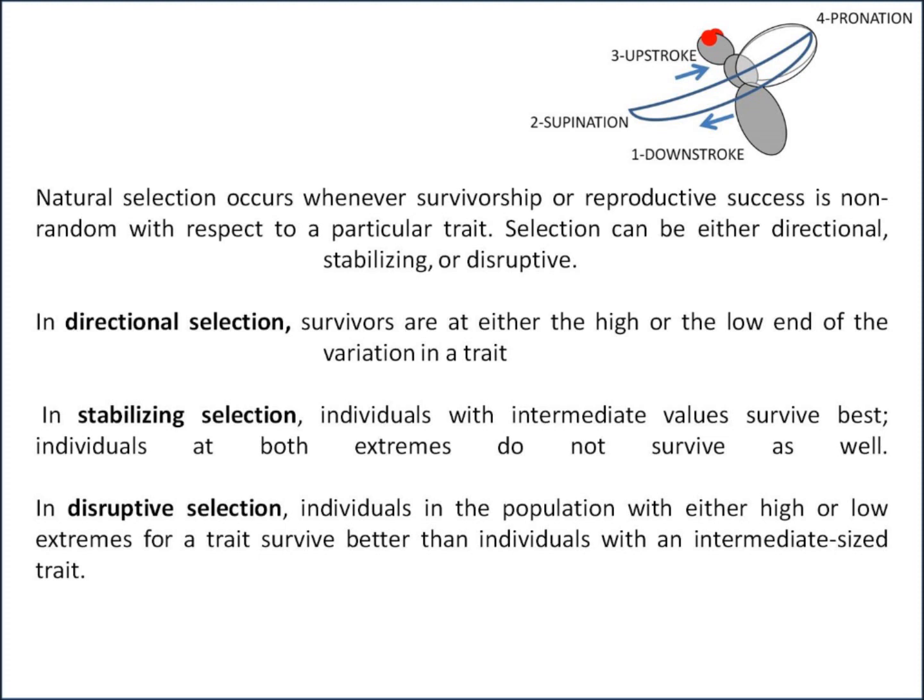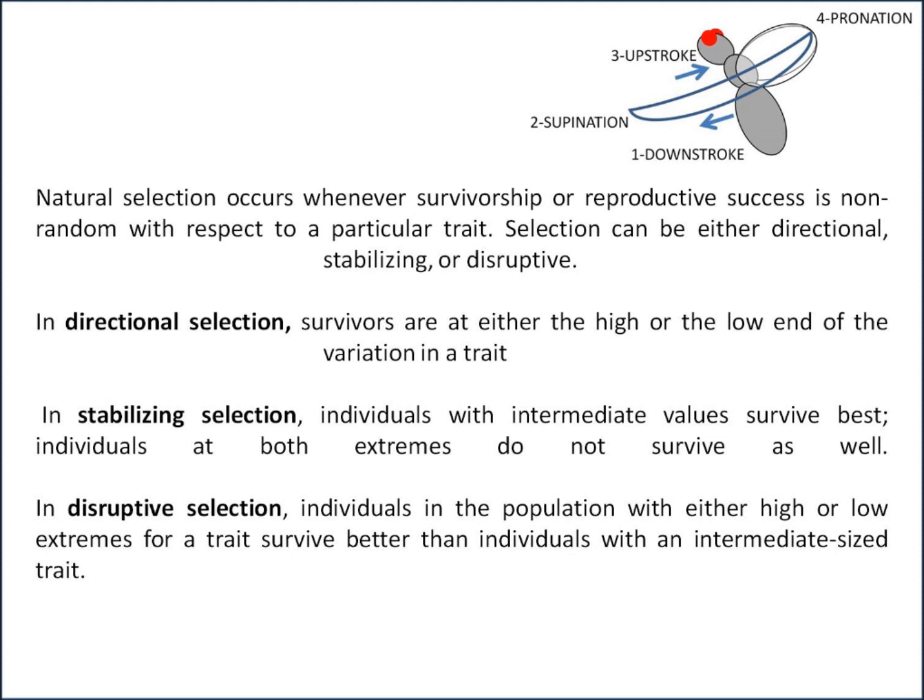In disruptive selection, individuals in the population with either high or low extremes for a trait survive better than individuals with an intermediate trait, so the exact opposite of the previous one. Suppose that caterpillars varied in their degree of melanism, so pigmentation, with some caterpillars being quite dark, some being quite light, and some caterpillars having an in-between colour.